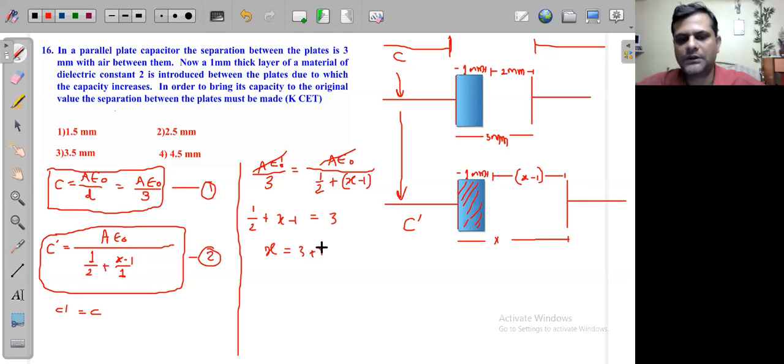Okay, so which gives x going to be equal to 3 plus 1 minus half, which means x should be equal to actually 3 plus 1 is 4, or we can just say 3 plus half, because 1 minus half is half only, so that we can get this 3 plus half means 7 by 2 here, which is going to be 3.5, and that is again going to be in millimeter only. So the plate separation finally must be 3.5 millimeter, which is going to be there in the option number 3 here. Okay.